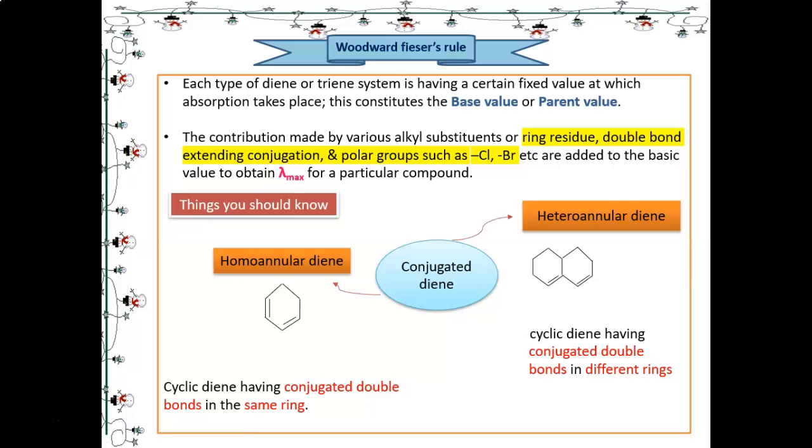Now we look at the components in the Woodward-Fieser rule. Each type of diene or triene system has a certain fixed value at which absorption takes place. This constitutes the base value, or parent value.